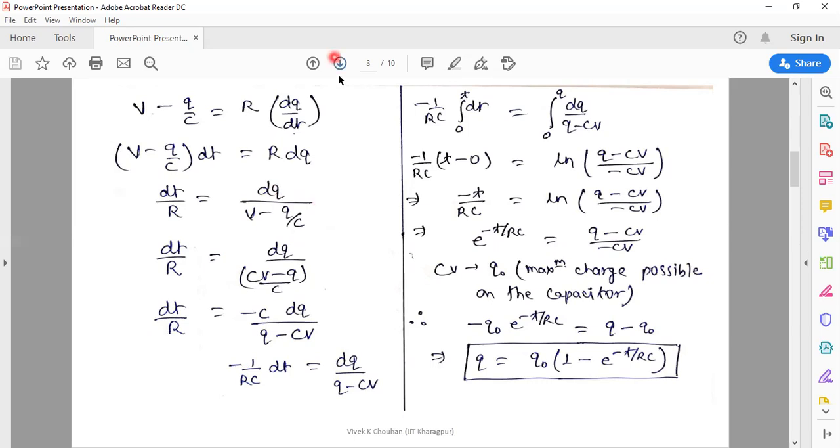Now we know the formula for integration of this kind of expression, dx by x plus minus some constant. We know the formula for this integration. So first we will have to convert this expression somewhat like this. Here we can see that the coefficient of x is 1, so we'll have to make the coefficient of q as 1.